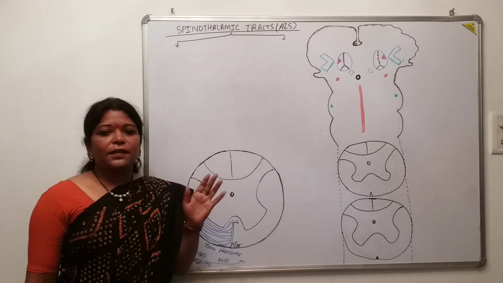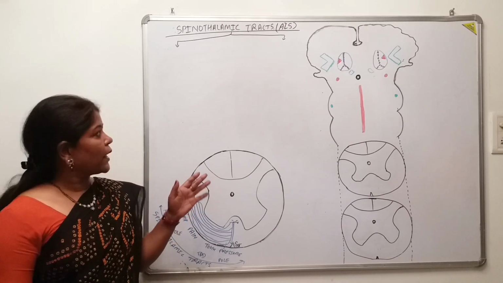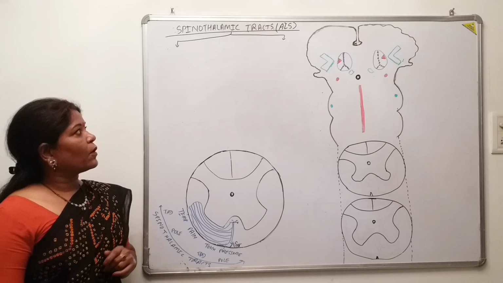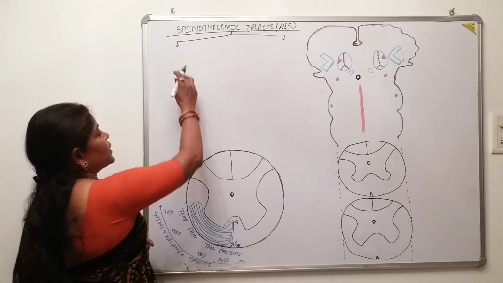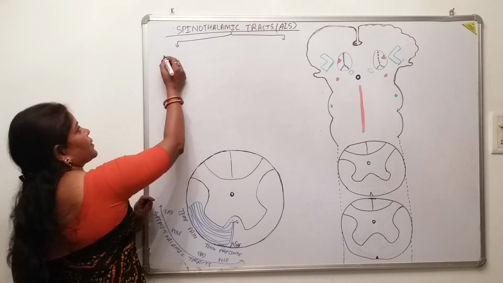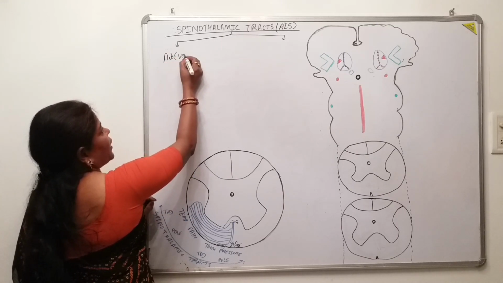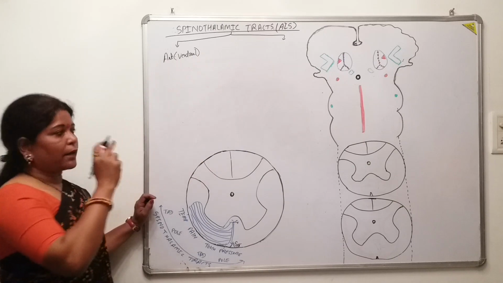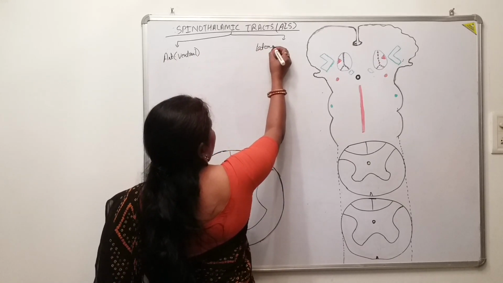Today in this class we are going to discuss a very important part in the ascending tracts, that is the spinothalamic tracts. Spinothalamic tracts are also known as the anterolateral system. The spinothalamic tracts are divided into two components. There are two tracts: the anterior spinothalamic tract, or you can say the ventral spinothalamic tract, and the second one is the lateral spinothalamic tract.